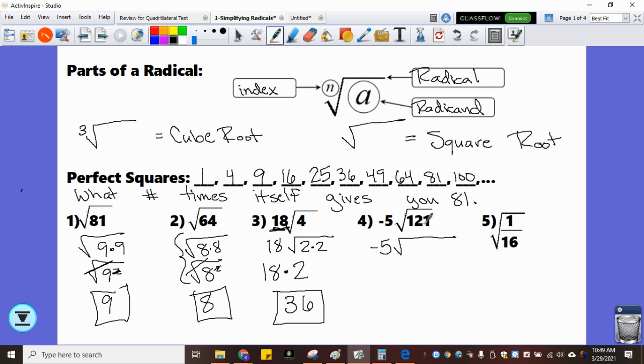It is 11. 121. 11 times 11 is 121. If you don't know that, then you have to take your list and just start dividing by it. That's why on your warm-up, I had you go all the way to 12. Because I want you to memorize all the way up to 12 what numbers multiply together. Because this was 10 squared. 11 squared is 121. 12 squared is 144. A lot of teachers memorize up to 15, but you probably won't get that high.